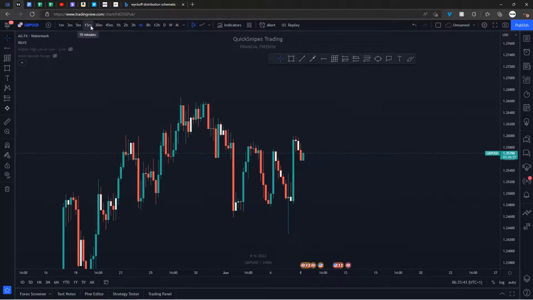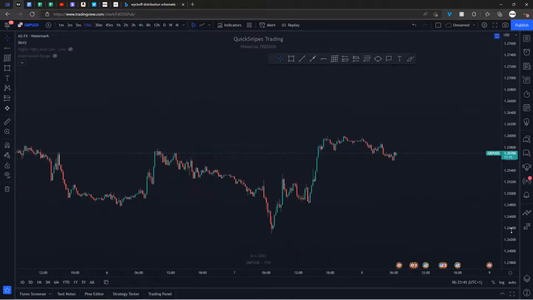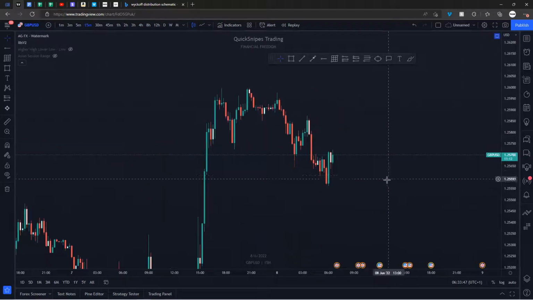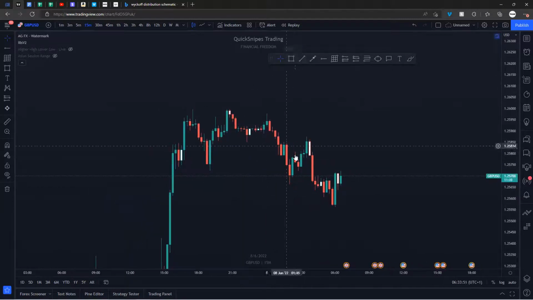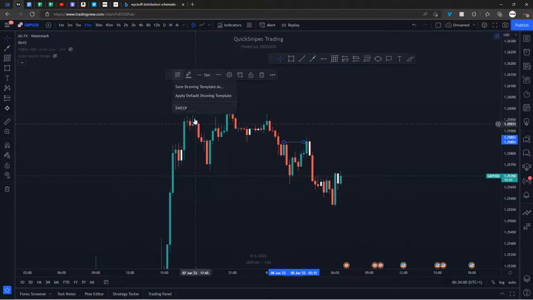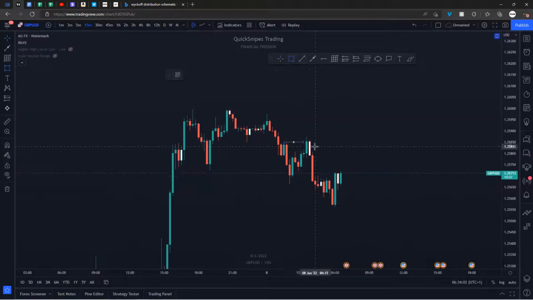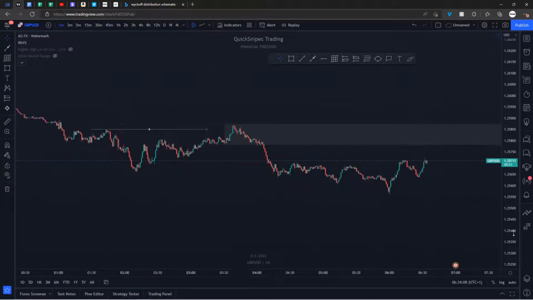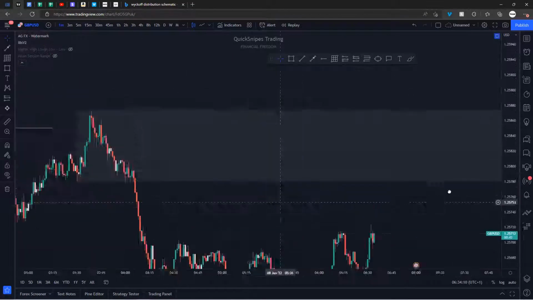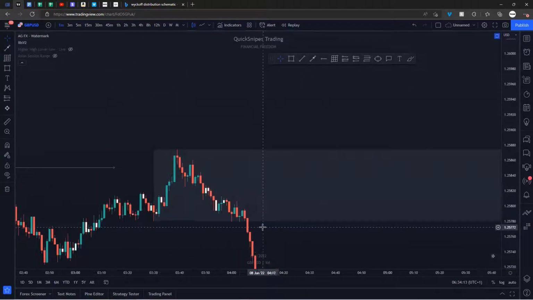Personally, I have no clear zones to be watching out for just yet, but I am seeing this sort of move where liquidity has been swept over here. So we could potentially be entering off of that area over here. So let's head over to the 1-minute and see where we're looking at entry.